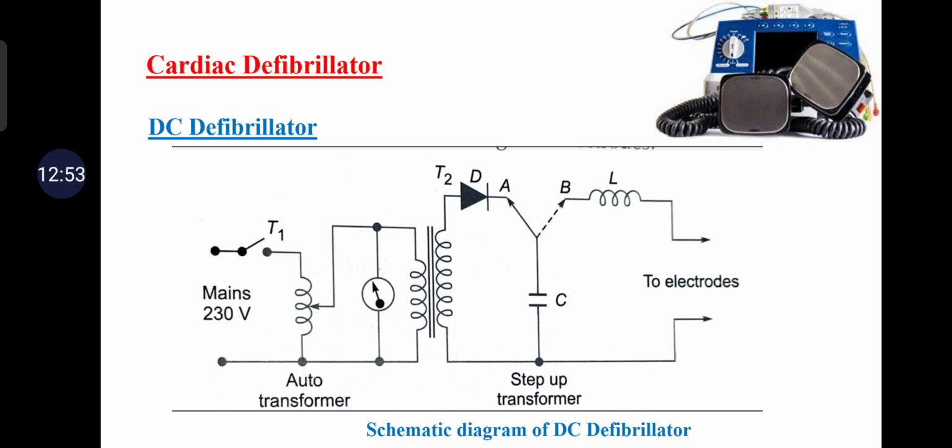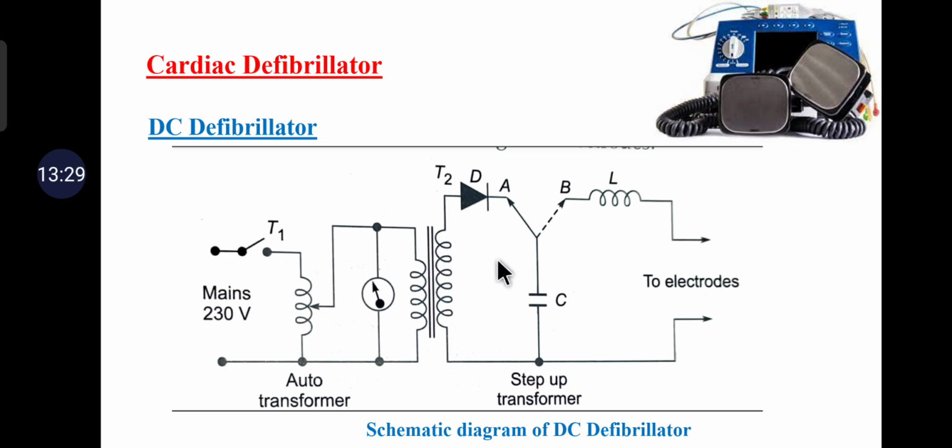So the DC defibrillator contains a T1 transformer and a T2 high voltage transformer. A diode rectifier is used to rectify the output voltage from the transformer. It is connected to a vacuum type high voltage switch. At position A, one end of the capacitor is connected, and automatically the capacitor charges to the voltage applied.